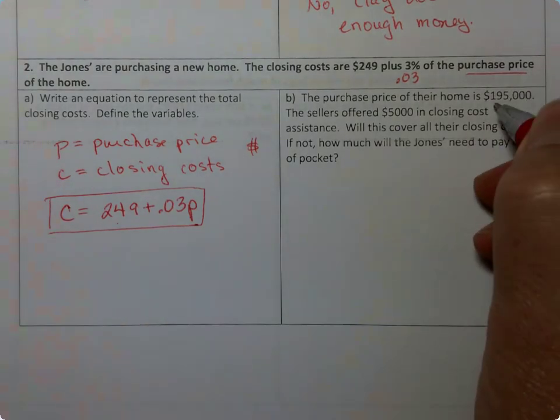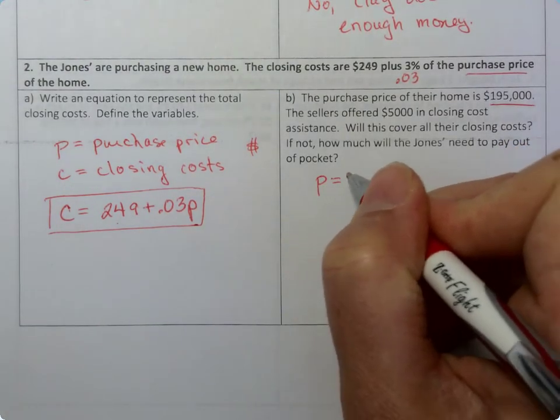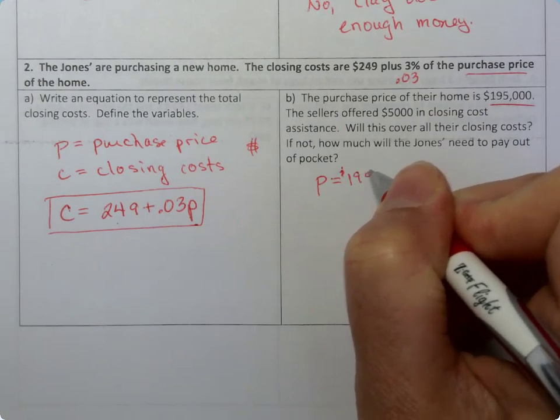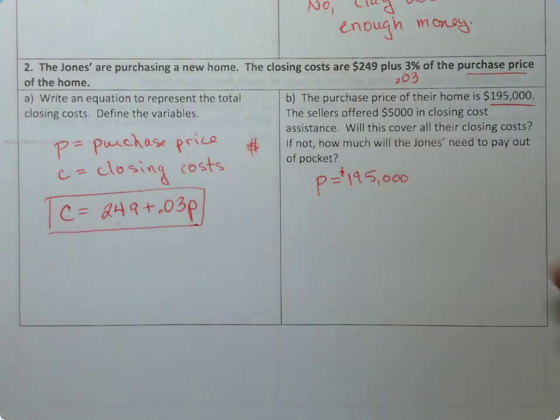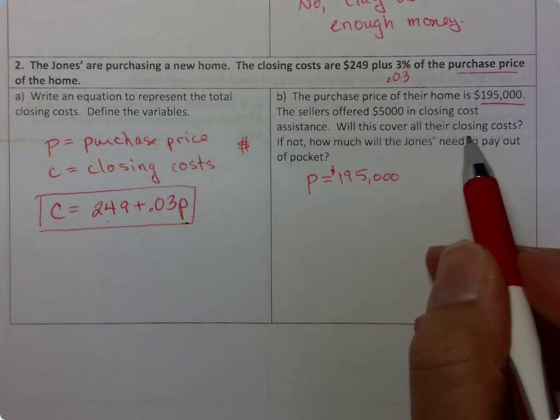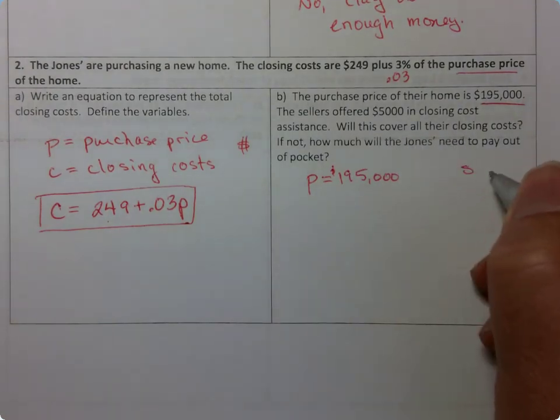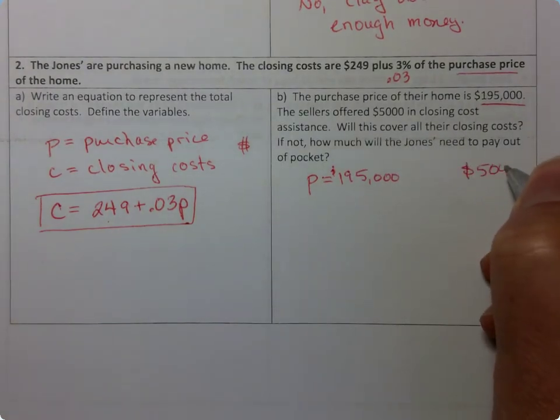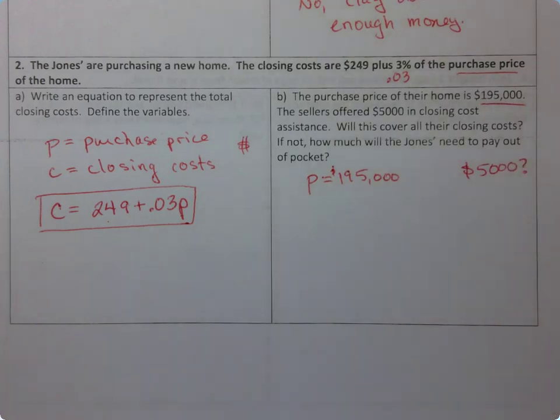All right. The purchase price is $195,000. So P, the input, is $195,000. The sellers offered $5,000 in closing costs. So if someone's really wanting to sell their house, they can offer to say, hey, if you buy our house, we'll knock down some of the price by helping you. Like, we'll pay this to help you close. Okay. So will this cover their closing costs? So is $5,000 enough to cover what they're going to owe?